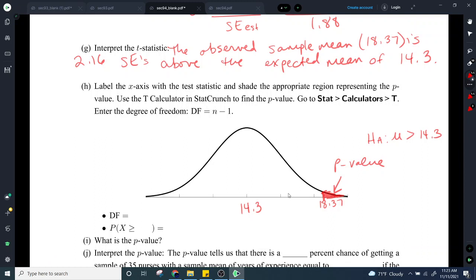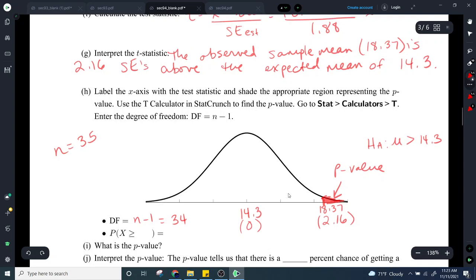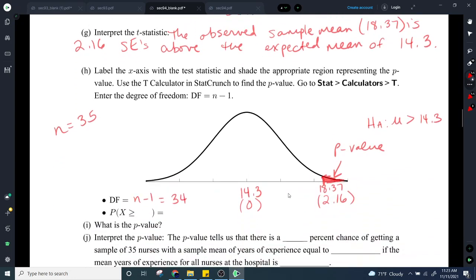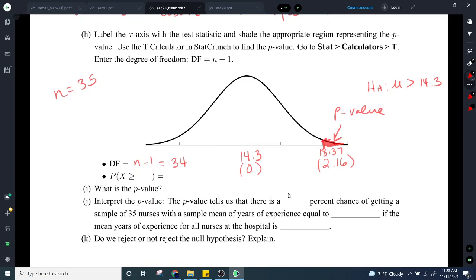What is the degrees of freedom? Remember that our sample size was 35, so our degrees of freedom, remember it's n minus 1, in this case is going to be 34. And we're looking for the probability that we are above 18.37. If we labeled this in terms of our t-scores, this would have been a t-distribution. This would have been a t-value of 0 right in the middle, and this would have been a t-value of 2.16. That was our estimated t-statistic from earlier. So we're looking for the probability that we are above 2.16. That's our p-value. So let's go ahead and go to StatCrunch.